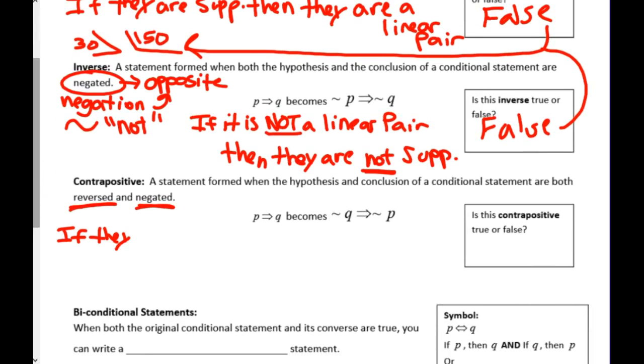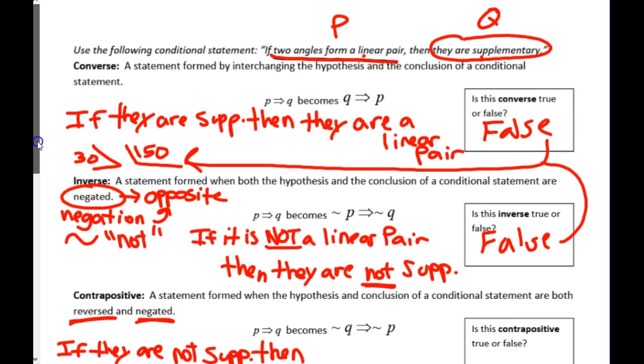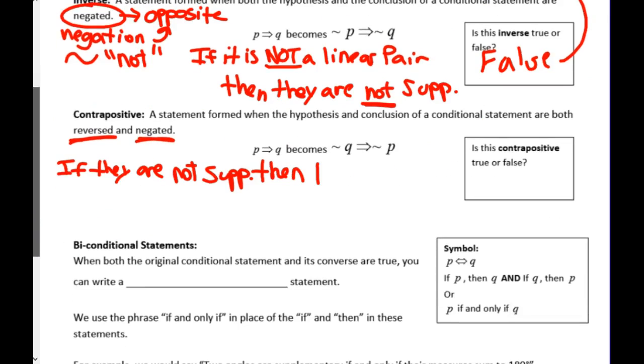Okay? If they are not supplementary, then they are what? What's the P? They are not a linear pair. Okay? So again, everybody, P and Q switch places and with a not. So they are not supplementary, then they are not a linear pair. Two changes. You switch the order and you make them opposite.